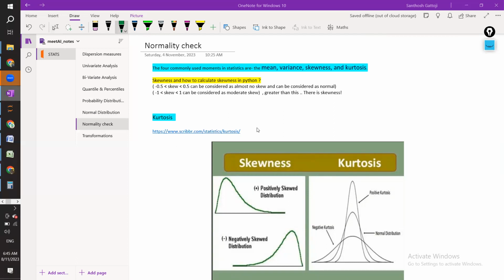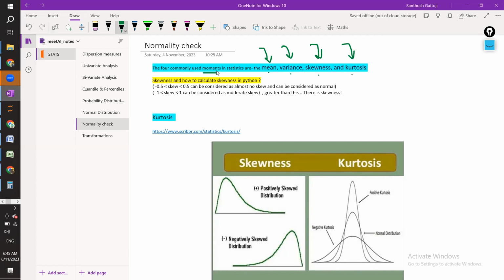But one thing you need to remember in statistics is that there are something called moments, guys. In statistics, fundamentally, there are four moments. They are mean, variance, skewness, kurtosis. This is called the first moment, this the second moment, this the third moment, this the fourth moment.